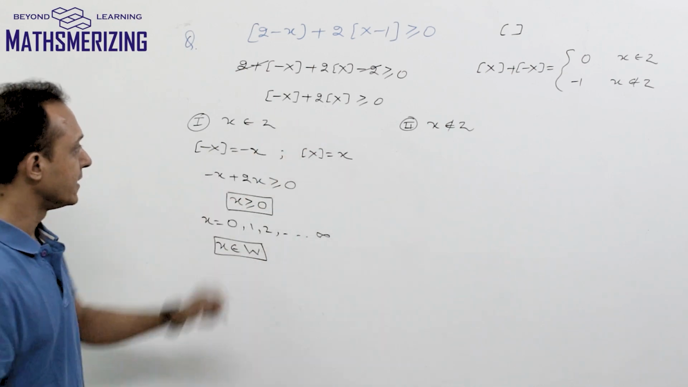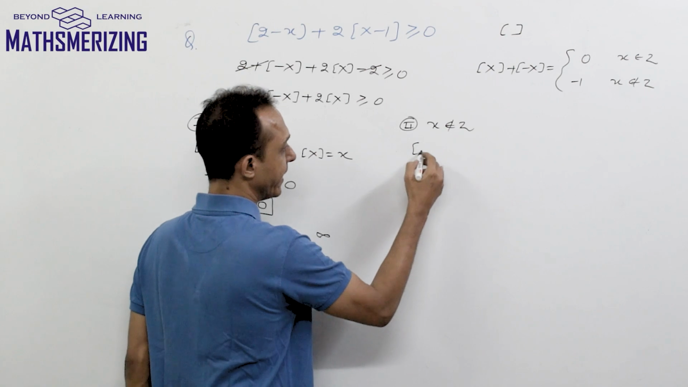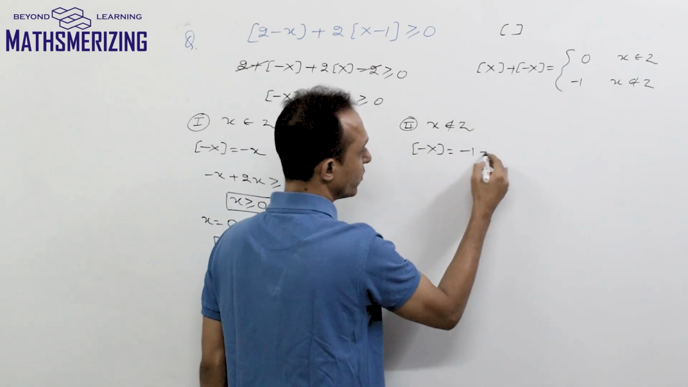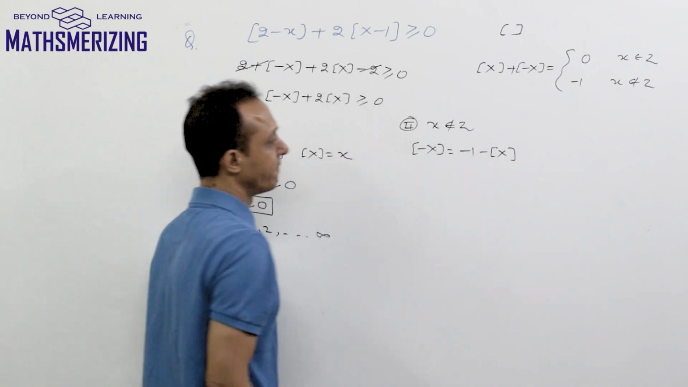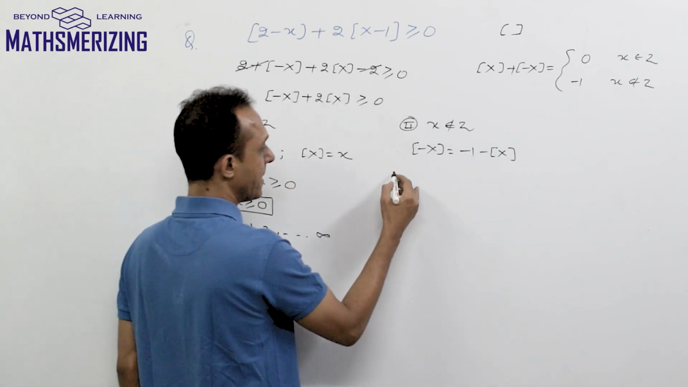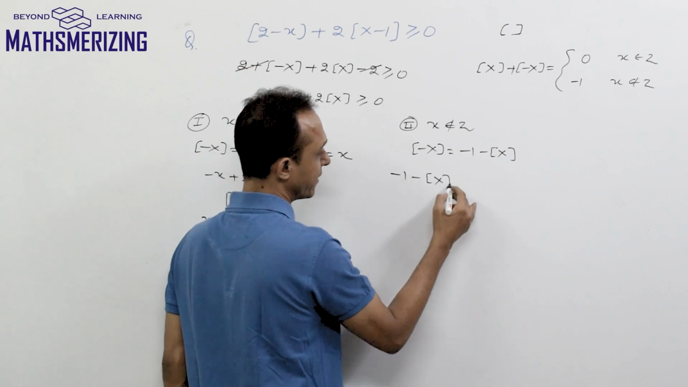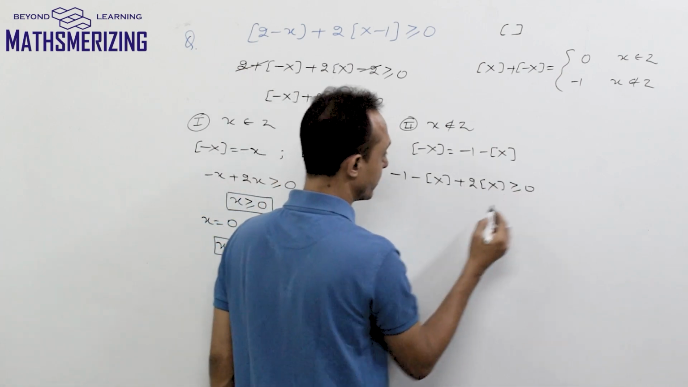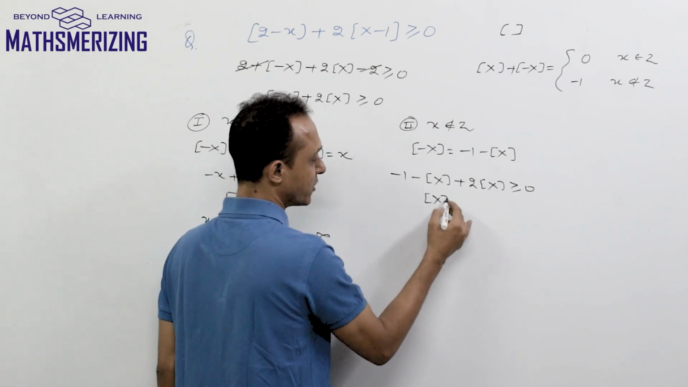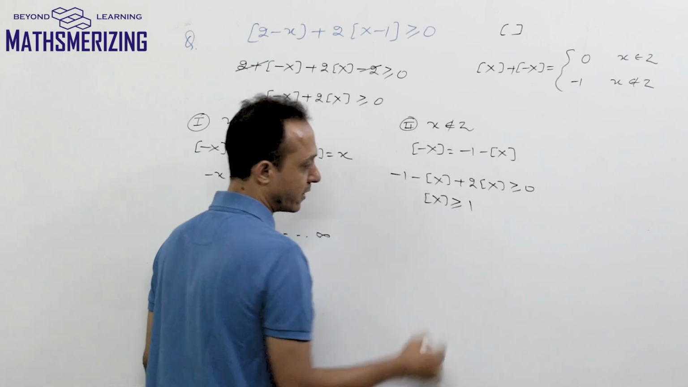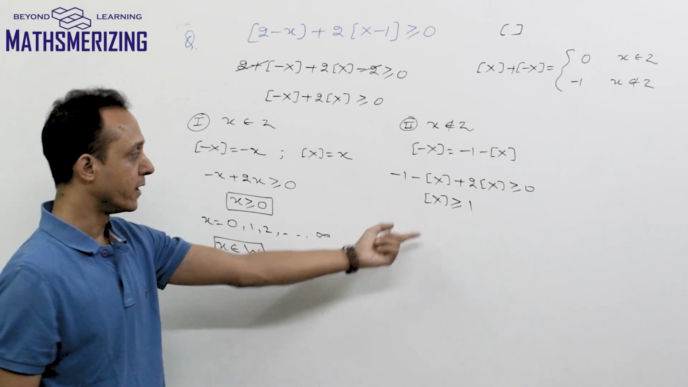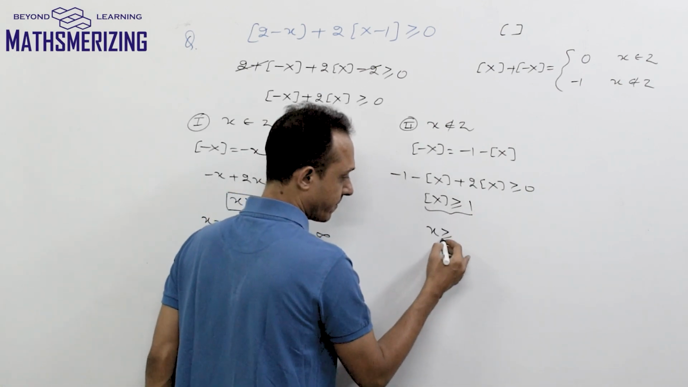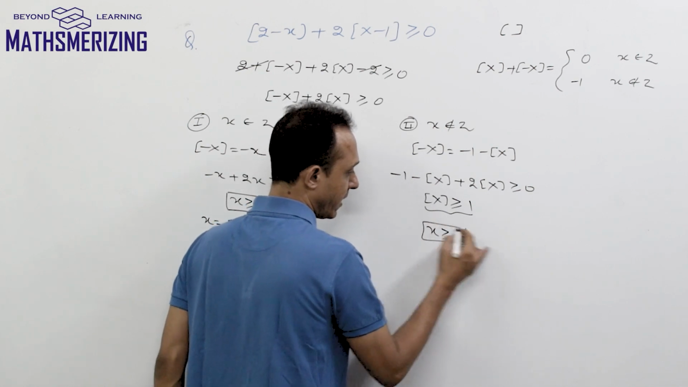Now when x is not an integer, I can write the greatest integer function of minus x as minus 1 minus the greatest integer function of x. So if I substitute, I'll write minus 1 minus the greatest integer function of x plus 2 times the greatest integer function of x should be greater than or equal to 0. So the greatest integer function of x is greater than or equal to 1. Now in inequalities, we already know the greatest integer function of x greater than or equal to 1 is nothing but x is greater than or equal to 1.